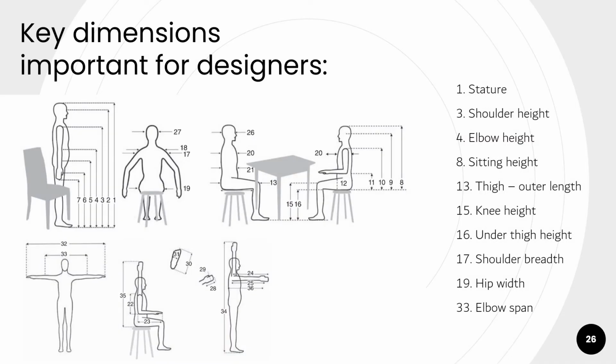These are some of the important dimensions for us designers while designing a furniture or space. For example, we can see on the seated position, it is crucial to pay attention to the user's knee height and other thigh height to calculate the minimum clearance needed under the table.